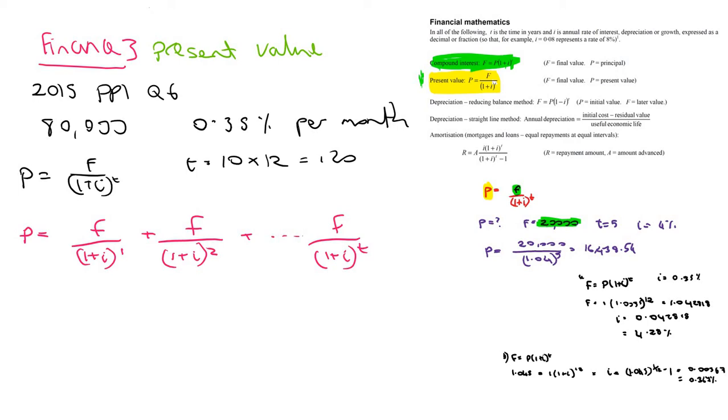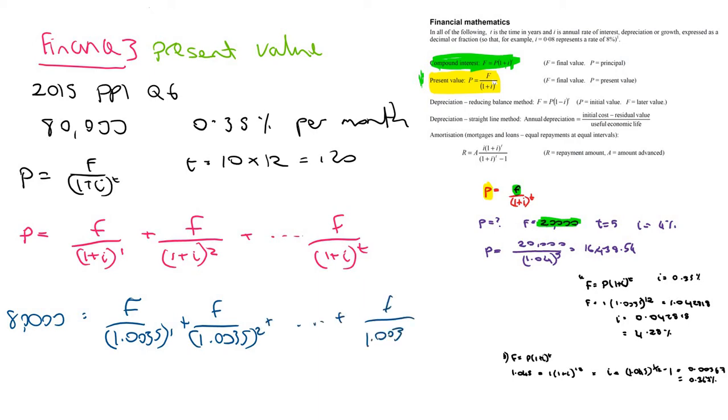We know that the present value, the loan, is 80,000. So 80,000 was our loan. That's going to be equal to whatever the future value is over the interest rate, which is 0.35%. So it's f over 1.0035 to the power of 1, plus f over 1.0035 to the power of 2, all the way up to 1.0035 to the power of 120.